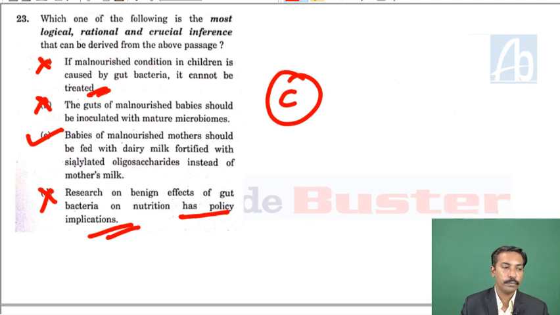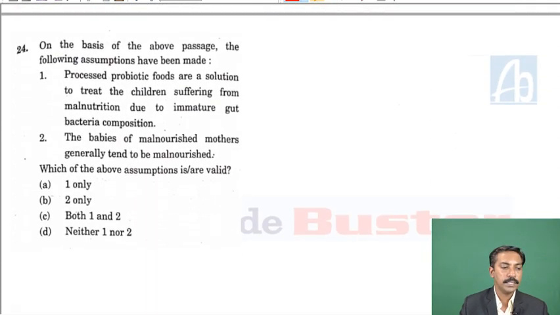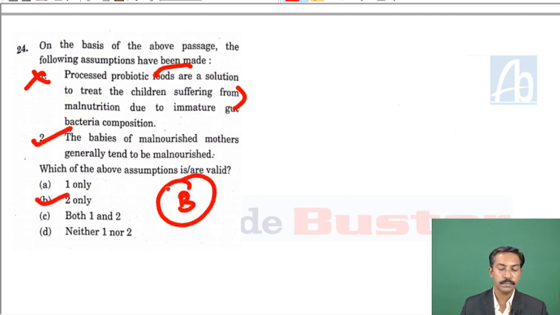Question number 24. On the basis of the above passage, the following assumptions have been made. Processed probiotic foods are a solution to treat the children. I already said at the beginning for question number 23, the passage doesn't talk about the treatment. So statement 1 can be eliminated. Statement 2 is true and the answer is option B.